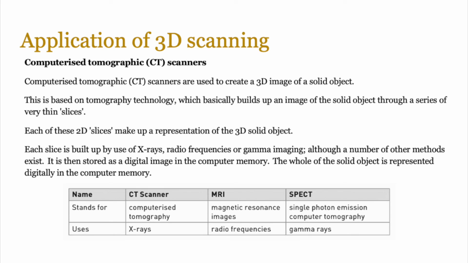Now, generally, 3D scanning works exactly the same way. Each slice is built up using one of the following technologies: X-rays, light, radio frequency, or even gamma imaging. It is then stored as a digital image in the computer's memory. On screen, you see a few common examples of technologies used for 3D scanning, mostly in the hospital. Chances are that these words might come across, though you are not expected to know how these technologies work.